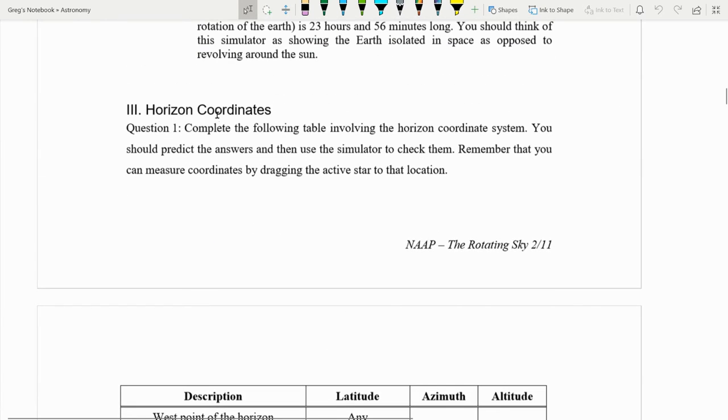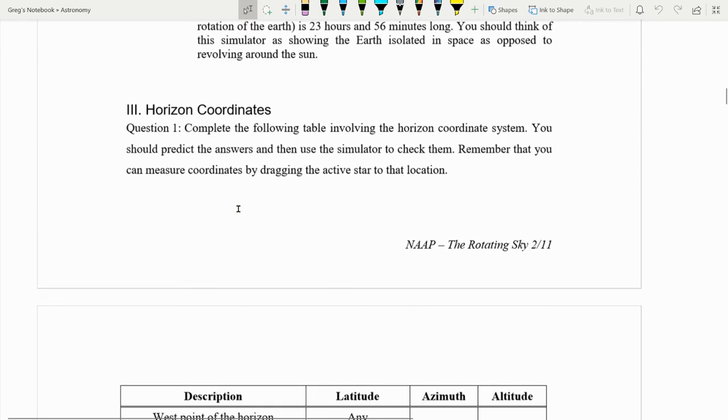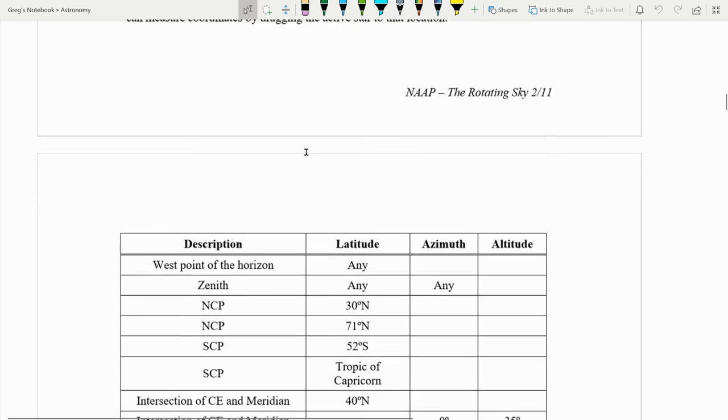All right. Here it is. Number 3, horizon coordinates. Question 1. Complete the following table involving the horizon coordinate system. You should predict the answers and then use the simulator to check them. Remember that you can measure coordinates by dragging an active star to that location.